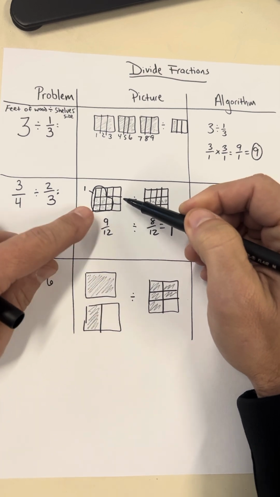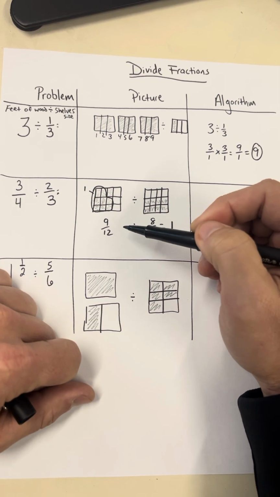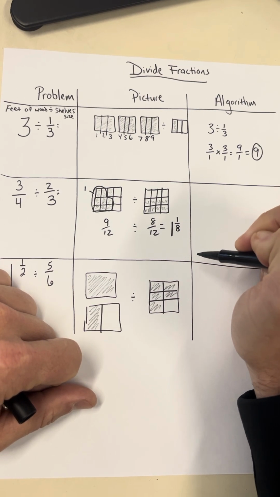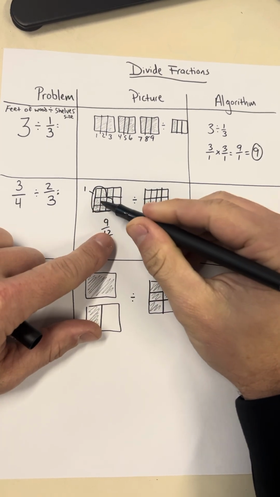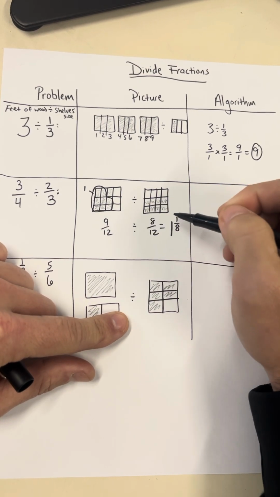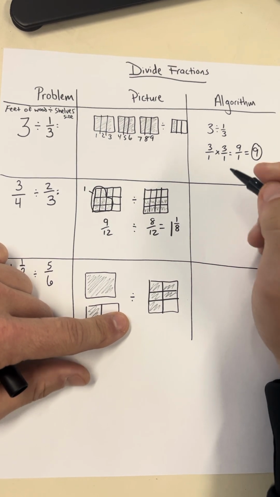But if you look at what I'm targeting, 8 pieces to make a shelf, and I only have 1 piece left, which means I can make 1/8 of another shelf. I'm looking for 8 pieces to make a shelf, but there's only 1 left, so I can get 1/8. So that is how you can use pictures to help you understand what's happening in these division problems.